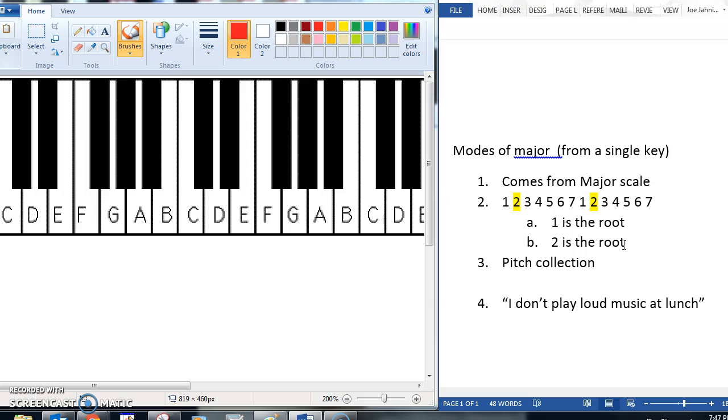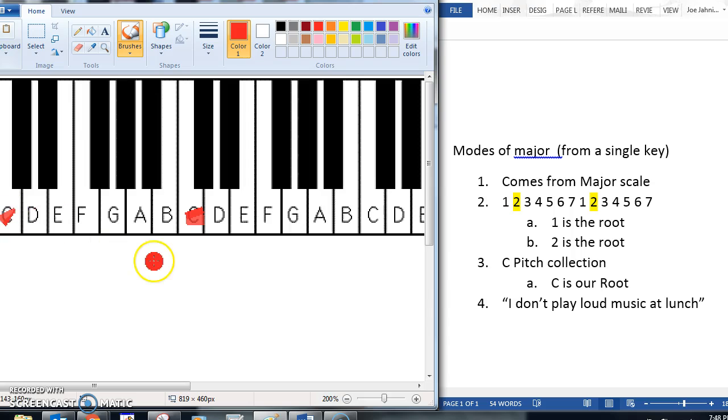This makes more sense if we use the key of C. So we're using the C pitch collection. If we go from C to C, so C is our root, that's going to be C major. So C to C. That is going to be a C major scale. C, D, E, F, G, A, B, C.